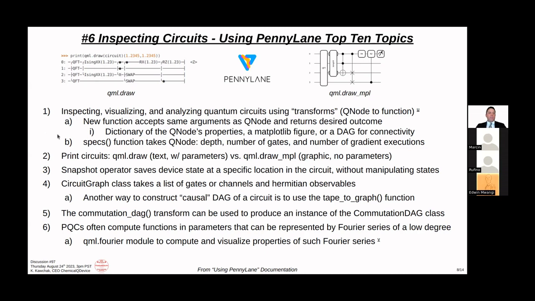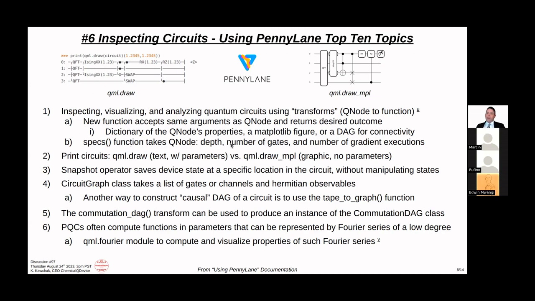So basically allowing you to inspect, visualize, and analyze quantum circuits using transforms. Transforms is a huge word they use. The new function accepts the same arguments as a QNode and returns the desired outcome. And it starts getting into DAGs, with a dictionary of QNodes, properties, a matplotlib figure, or a DAG for connectivity.